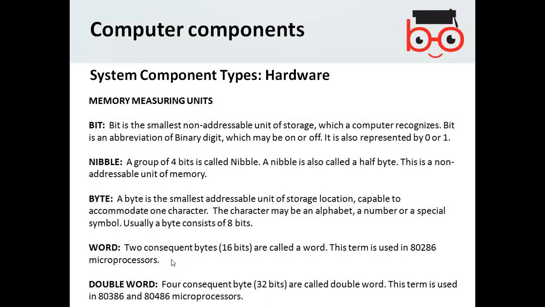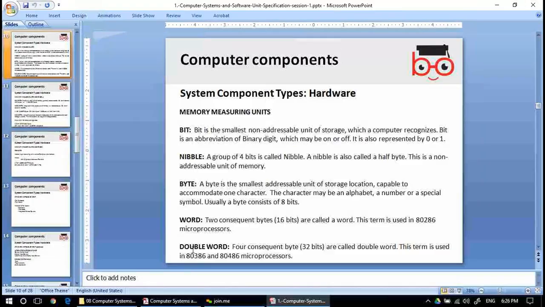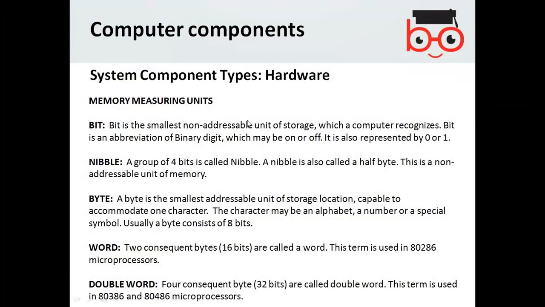Now we come to the memory measuring units. The first memory measuring unit is a bit. A bit is the smallest non-addressable unit of storage which a computer recognizes. Bit is an abbreviation for binary digit, which may be on or off. It is also represented by 0 or 1.